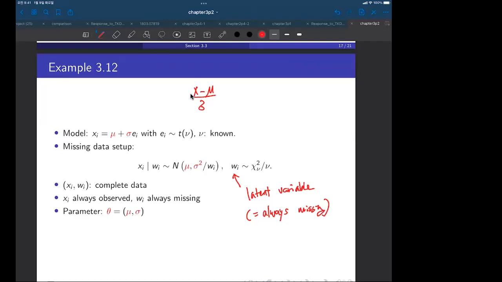Okay, this is T. But T itself is U_i divided by the square root of W_i, something like that. And W_i is a chi-square with nu degrees of freedom divided by nu. Okay, actually, right? And then U_i is normal(0, 1). So this is the conditional distribution, and this is the marginal.